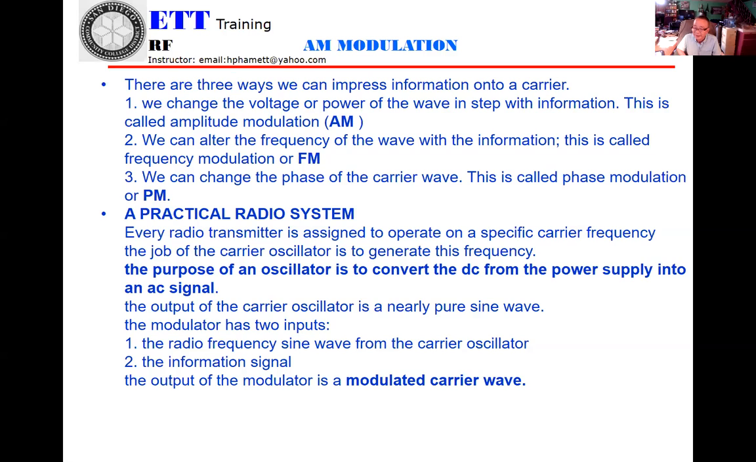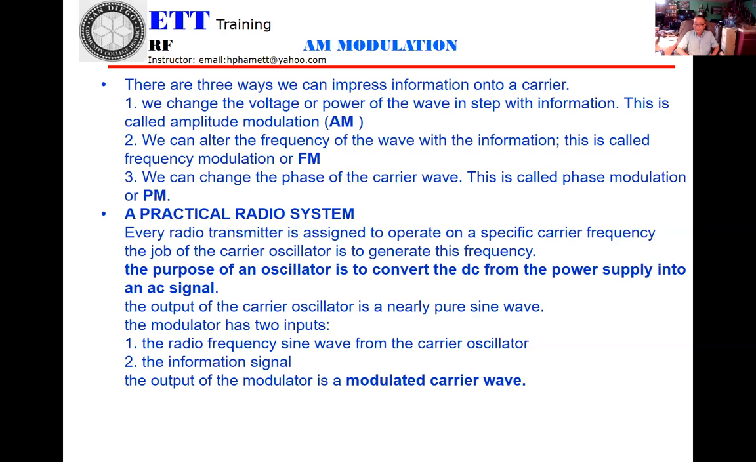The modulator has two inputs. First, the radio frequency sine wave from the carrier oscillator. And the second thing, the information signal, meaning your voice. Okay? The output of the modulator is a modulated carrier wave. That's just new to everyone, so try to understand, okay?